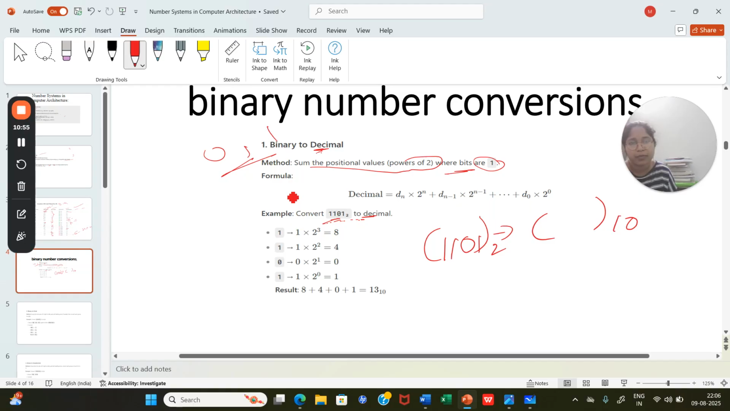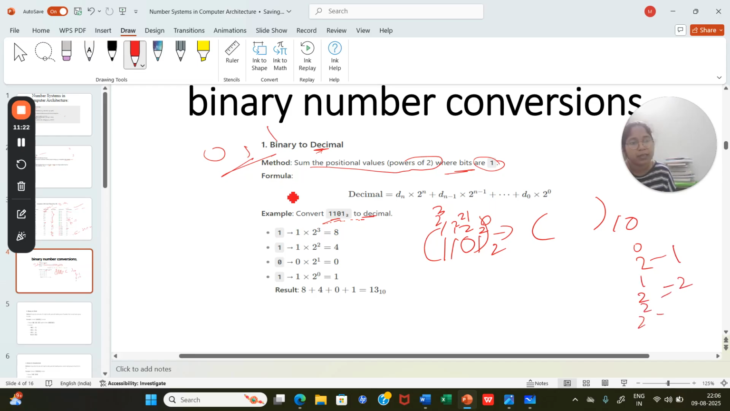To convert this binary number to decimal, you need to take the powers of 2: 2 power 0, 2 power 1, 2 power 2, and 2 power 3. We already know the powers of 2. If you want, I'll write here. 2 power 0: any number to the power 0 is 1 in maths. Any number to the power 1 is that number only.